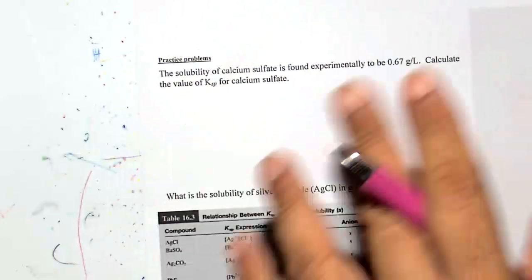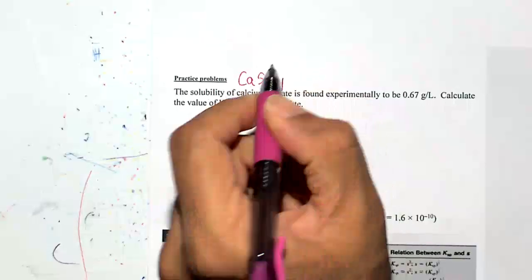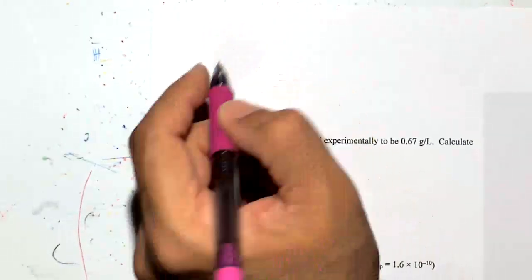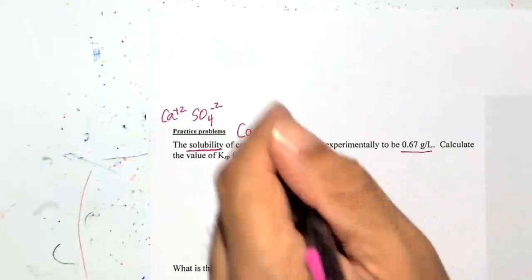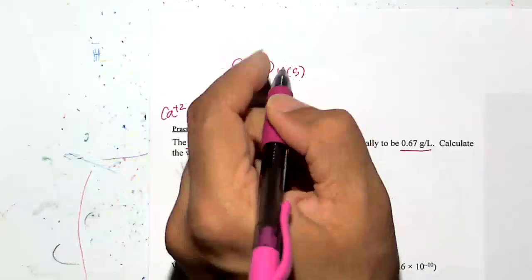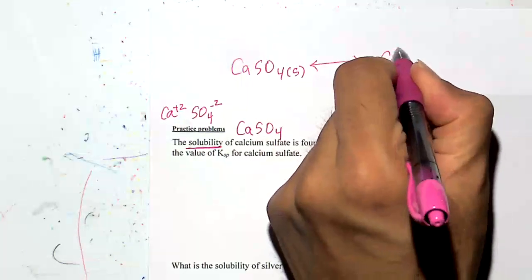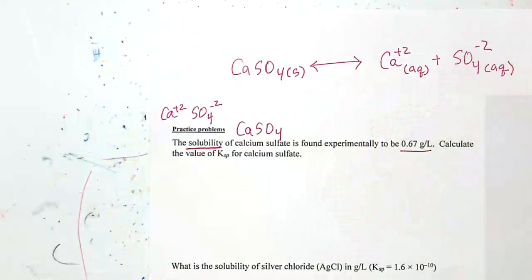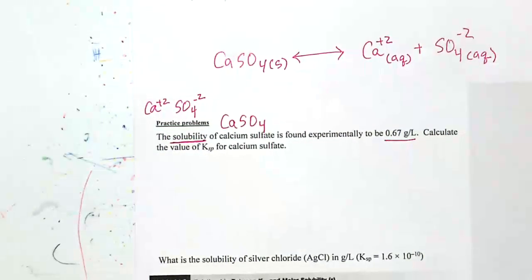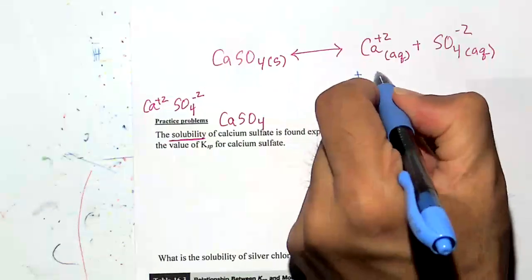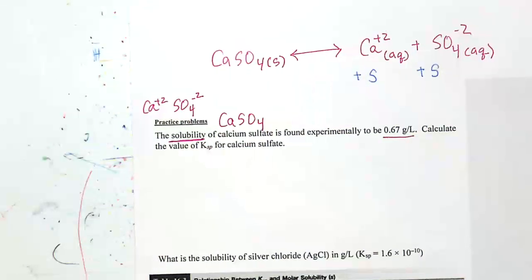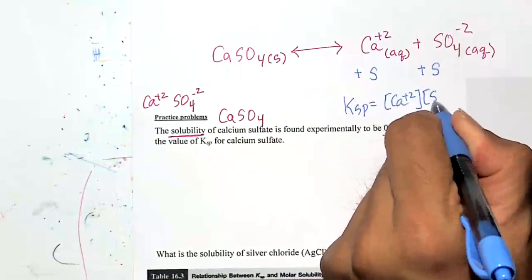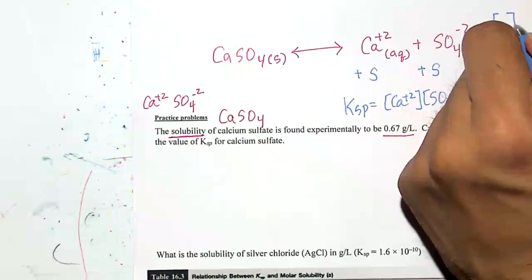Okay. All right, so like we did before, calcium sulfate, do we know the equation? The calcium sulfate is this. It's calcium ion and sulfate ion. And the solubility, S, was 0.67 grams per liter. But here, in these Ksp problems, we have to use moles over liter. Alright, so like we said, some of it's going to go this way. So it's going to be plus S and then plus S. Alright, Ksp is equal to calcium ion and sulfate ion. But remember, the brackets mean concentration.